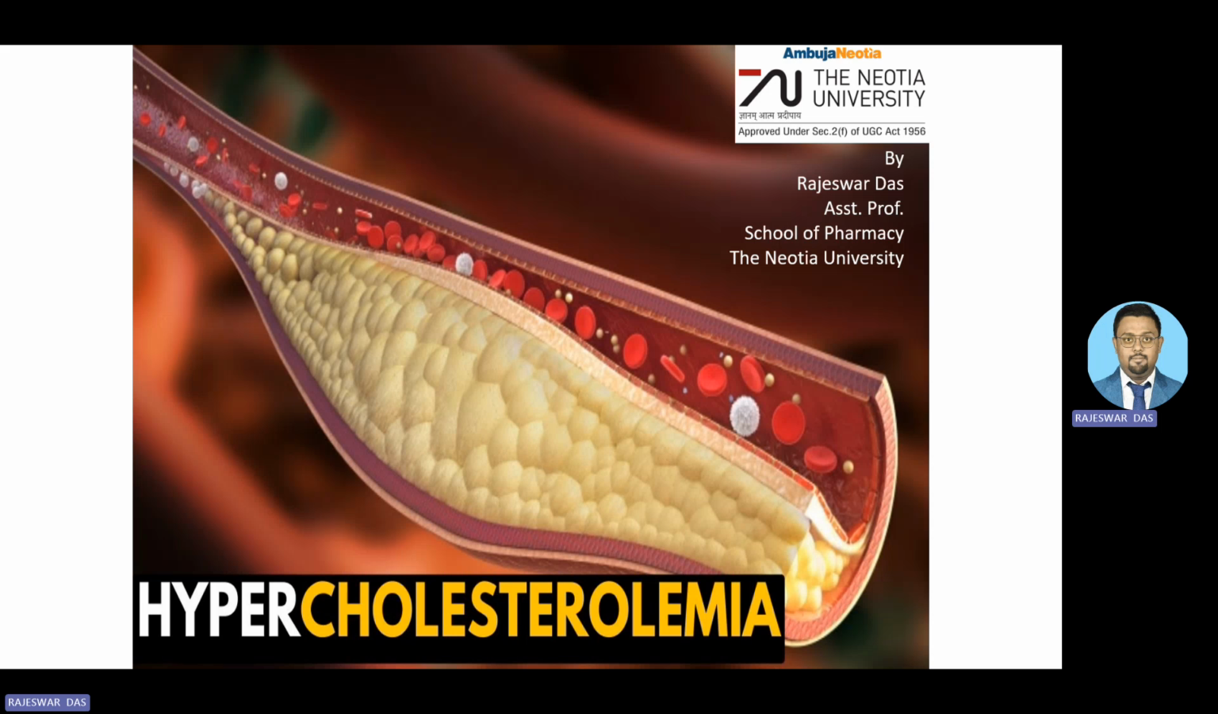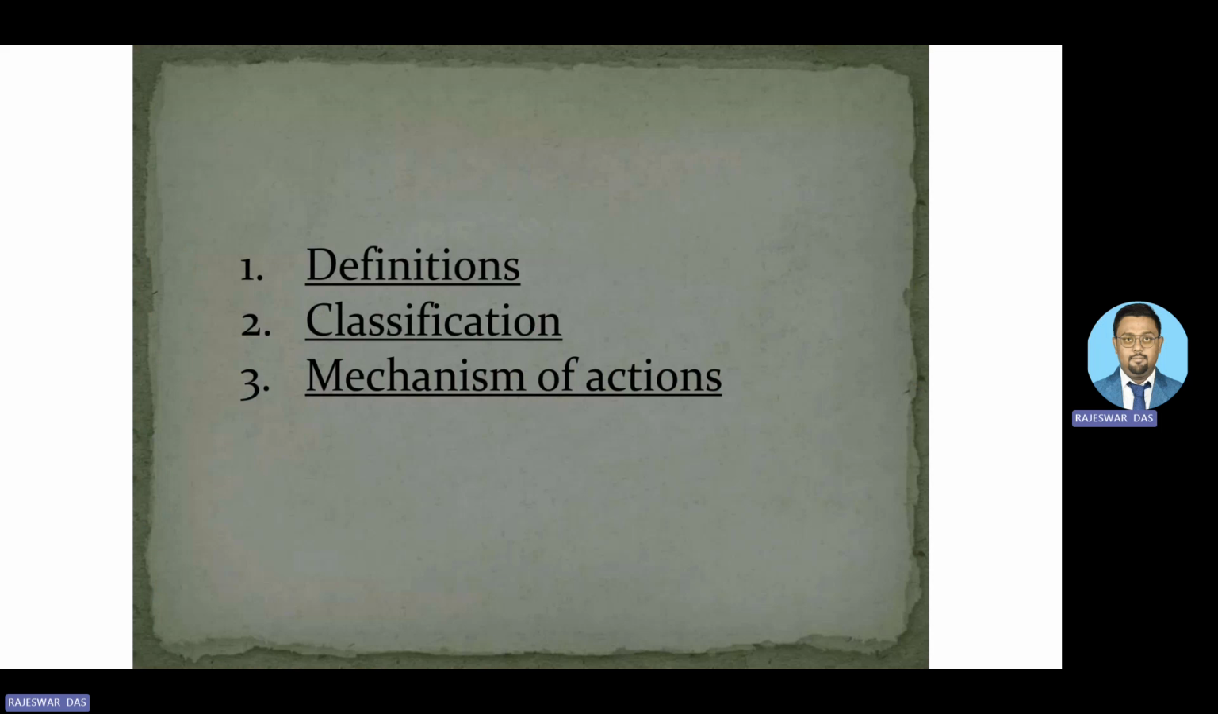Today, I am going to present one interesting topic under the B Pharmacy semester: antihyperlipidemic drugs, also known as hypercholesterolemia. My lecture is divided into three parts. One is the definition and all the concerned topics, then classification of the drugs, and mechanism of action of each and every drug.